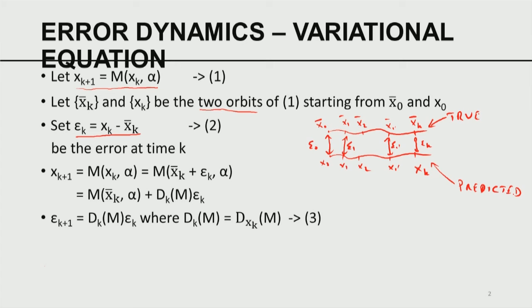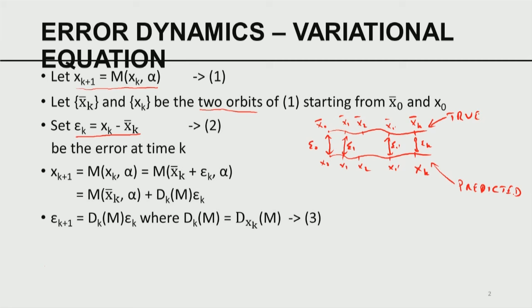I am interested in the error dynamics. So the evolution of epsilons induced by the model is called the error dynamics. That is the title of the slide. So I would like to now derive an equation for the evolution of epsilon based on the evolution of the true state as well as the predicted state.